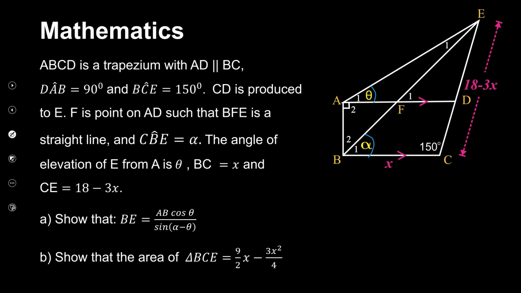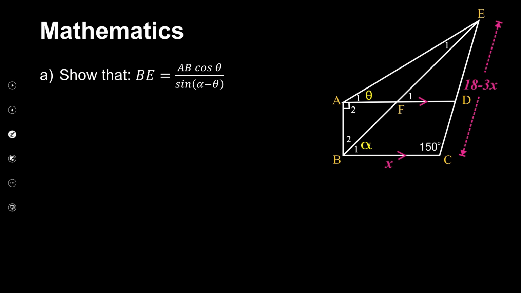They've given us this side is x, BC is x, and they've given us CE is 18 minus 3x. Okay, they want us to find BE, to show that BE is equal to AB cos theta over sine of alpha minus theta. So we're going to look and see which triangle BE falls in, and we're going to try and solve that.